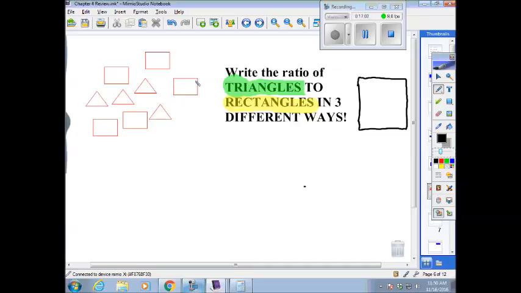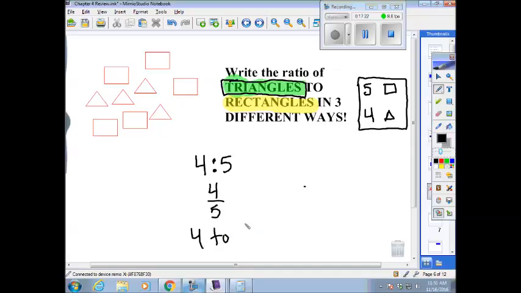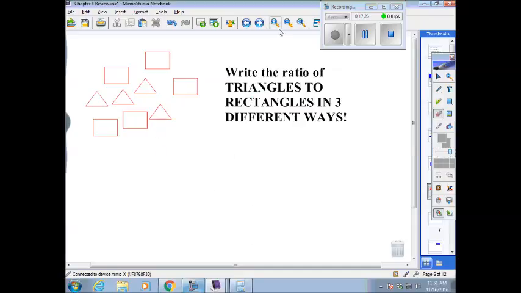Let's do our edge pieces here and let's say, okay, I see that there are 5 rectangles and there are 4 triangles. So if it wants to know the ratio of triangles first, then I have to list triangles first. That would mean 4 to 5 would be your answer, and we would write it with a colon, in fraction form, and with the word "to" in there. Those are your 3 ways. Everybody got that? Yeah. All right.